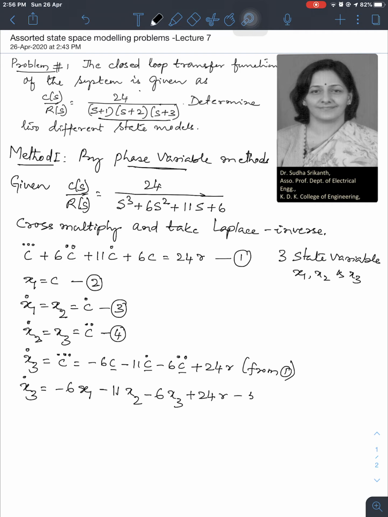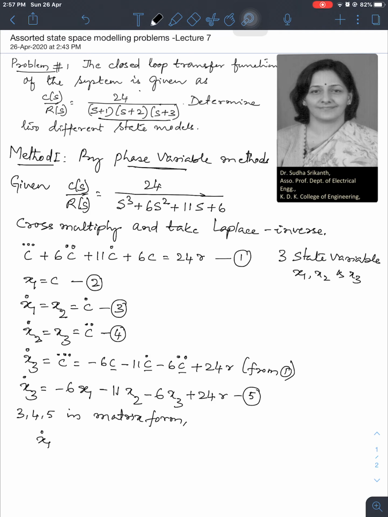This is equation 5. We are done. We are done with modeling. So equations 3, 4, 5 in matrix form will give us the state equation. It is so simple.